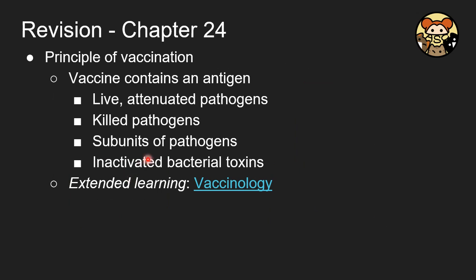So we relate these ideas to vaccinations. So what actually is a vaccine? A vaccine can be one of these four. First is live but weakened pathogens. Another one is killed pathogens. Third is a subunit of pathogens, and also inactivated toxins. If you would like to learn more, go to this term and you may learn more about vaccines. That's called vaccinology.